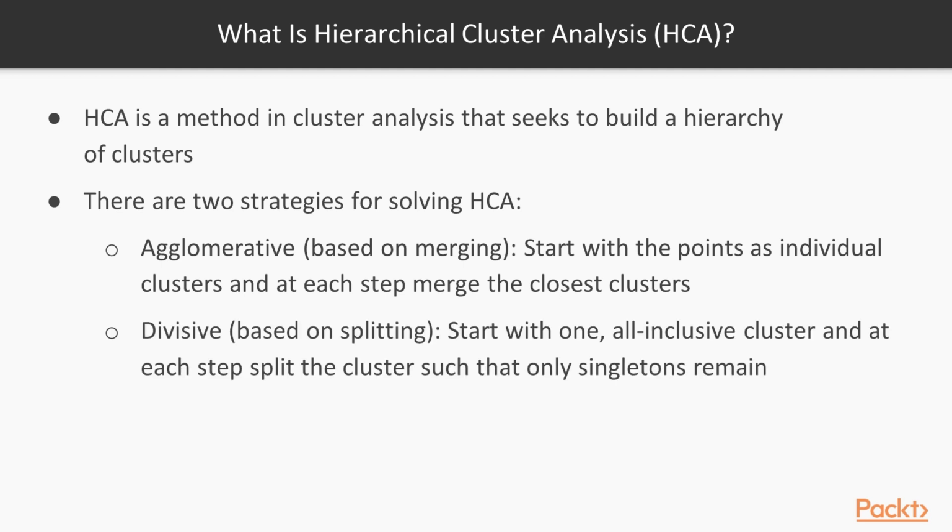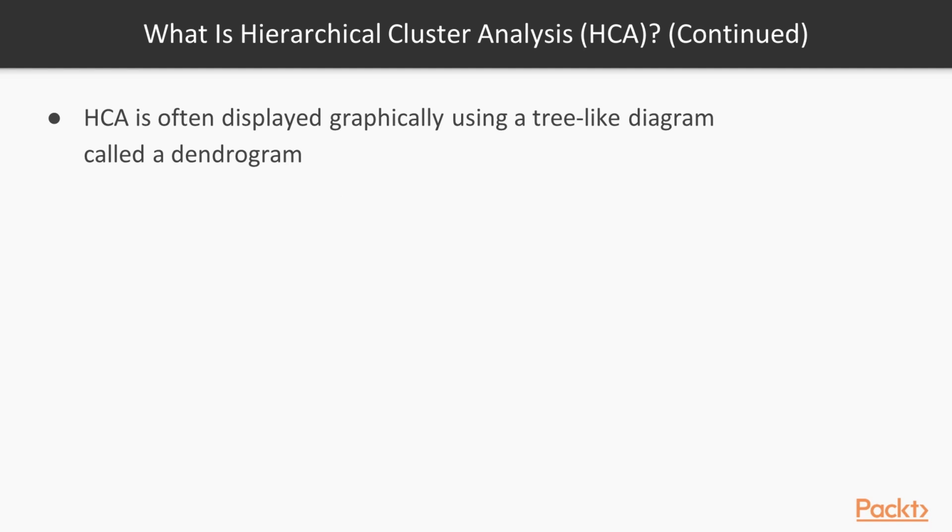The second one is called divisive clustering, which is based on splitting. It starts with one all-inclusive cluster and at each step splits the cluster such that only singletons remain. It must be noted that HCA is often displayed graphically using a tree-like diagram called a dendrogram.